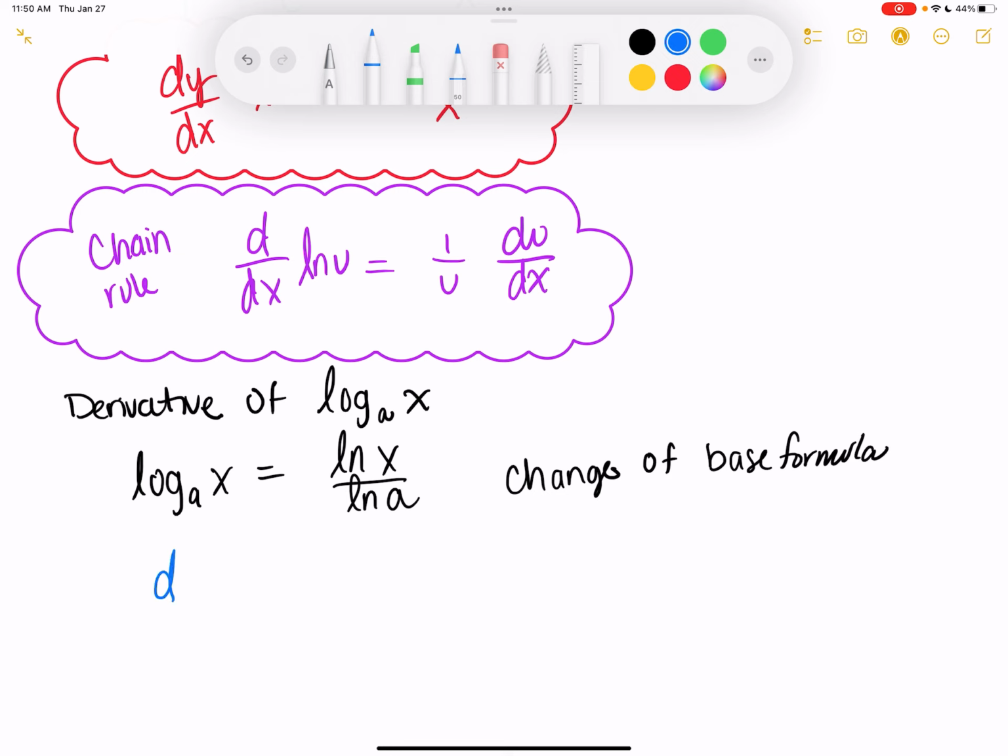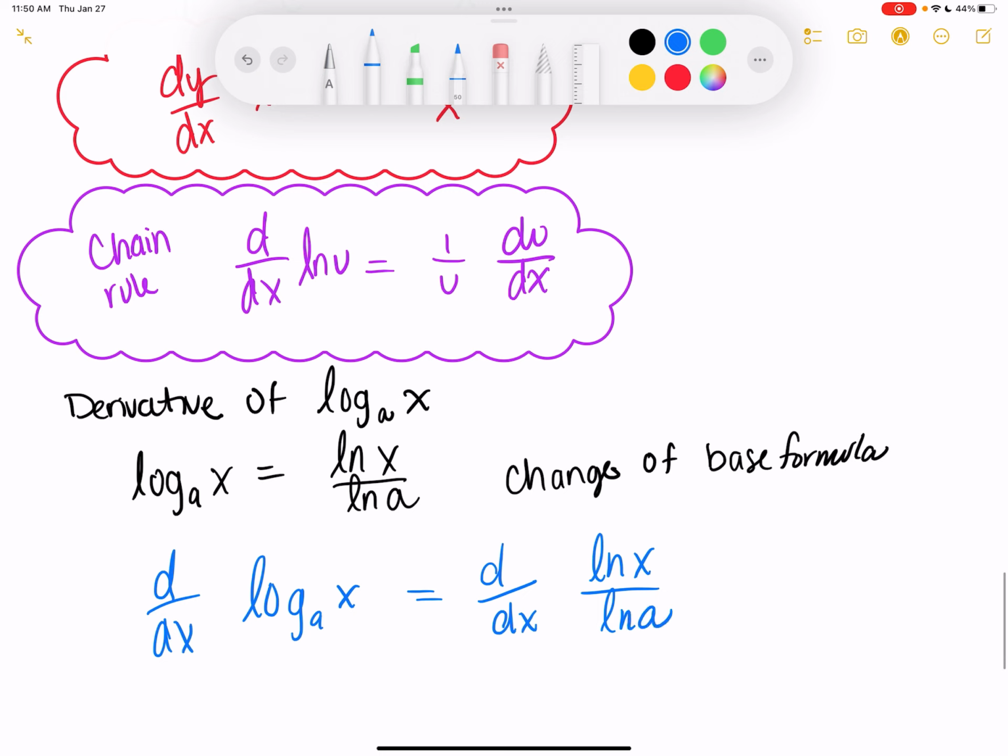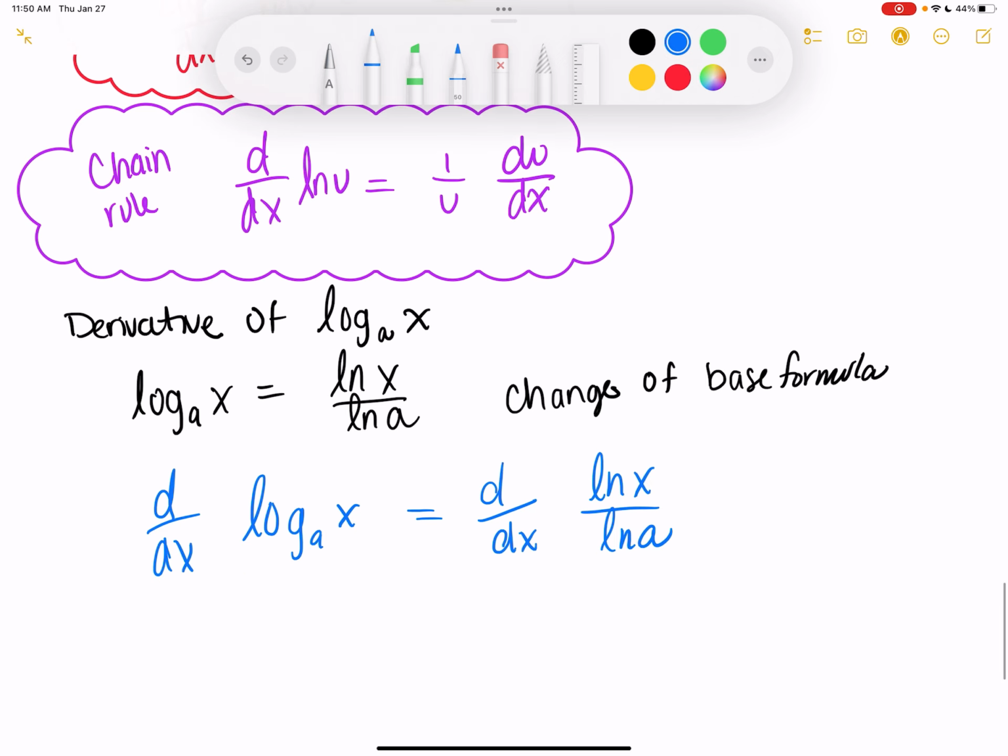So d dx of the log base a of x, we can treat this as d dx of the ln of x over the ln of a. Remember, the ln of a is just a number, so we can pull that out front. So we can write this as 1 over the ln of a times the derivative of ln of x. Again, we're assuming that the ln of a is constant.